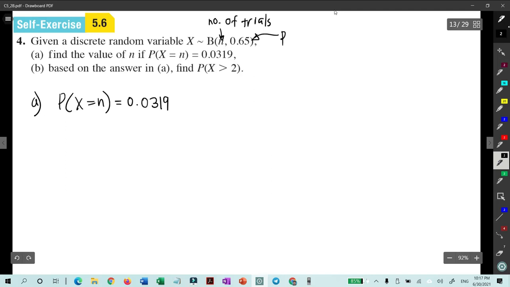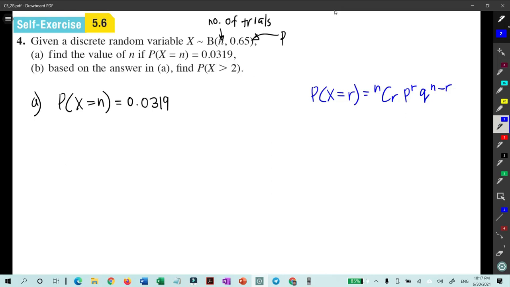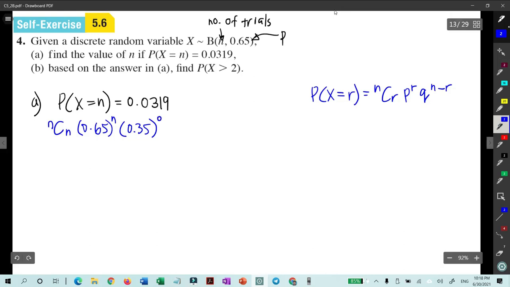According to the formula, P(X = r) is equal to nCr p to the power of r q to the power of n minus r. In this case, the value of r is actually equal to n, so it's going to be nCn multiply with 0.65 to the power of n multiply with 0.35. The sum of the value of p and q is going to be 1, so q is equal to 1 minus p, so 1 minus 0.65 is equal to 0.35. And the power for 0.35 is n minus n, so it's going to be 0, and we equate this with 0.0319. I hope you still remember what you already learned in the previous chapter.